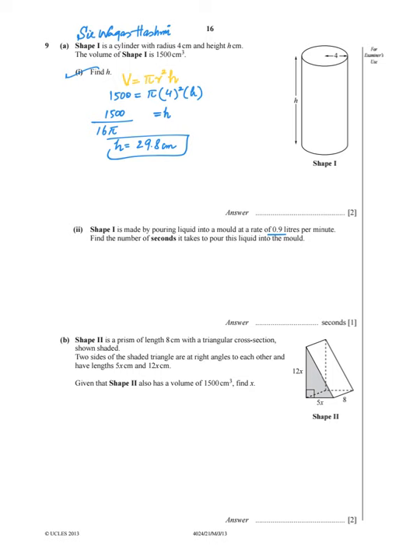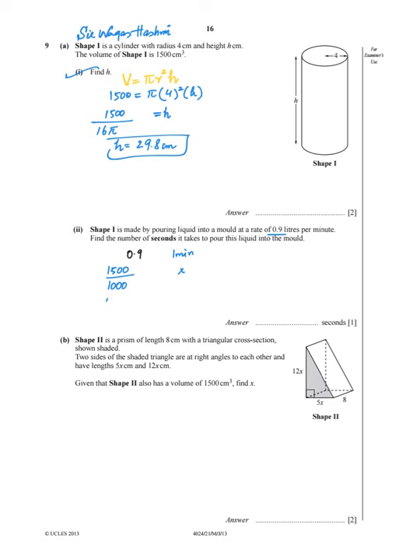So if it is 0.9 liters, it requires 1 minute, right? We have the volume, that is 1500 centimeter cube. We need to convert it into liters, so we need to divide it by 1000. So it's 1.5 liters, so how much time it will take, you need to find out. By cross multiplication, you can do it easily.